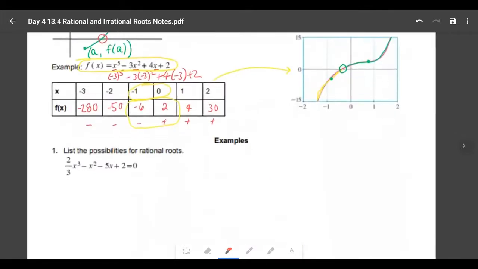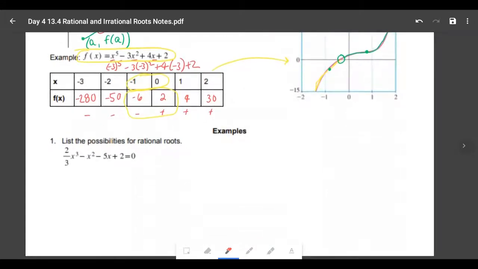All right, so let's look at the example. It says, list the possibilities for rational roots. So it does not actually want us to find all the roots. It just wants us to find the possibilities. First thing I would do is get rid of this fractional coefficient. So I'm going to multiply the whole equation by 3. So I get 2x to the third minus 3x squared minus 15x plus 6 equals 0.